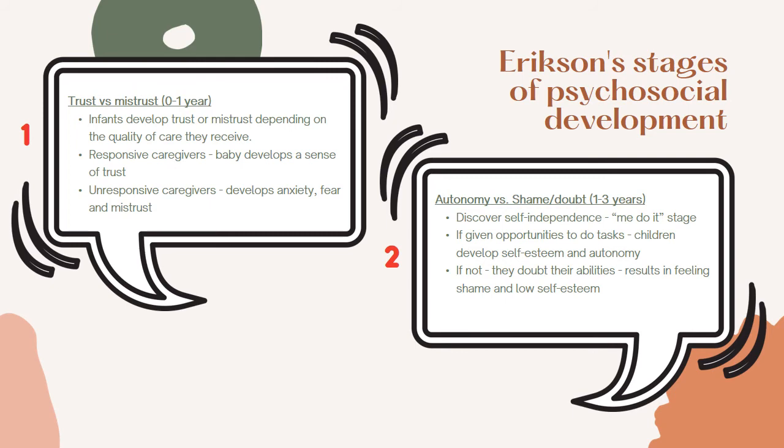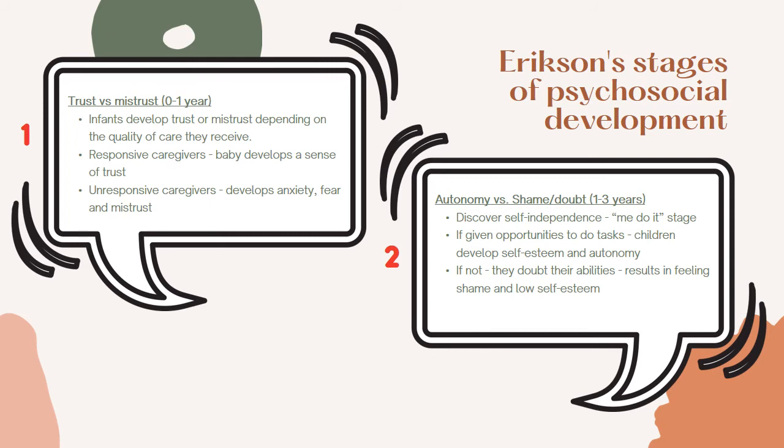The first one is trust versus mistrust, which happens between 0 to 1 year. Infants develop trust or mistrust depending on the quality of care they receive. If they have a very responsive caregiver, the baby develops a sense of trust. If the caregiver ignores the baby and is very unresponsive, then the baby would develop anxiety, fear, and mistrust.